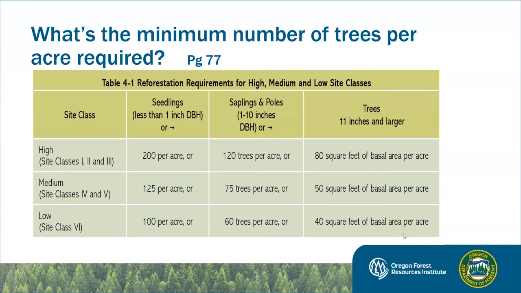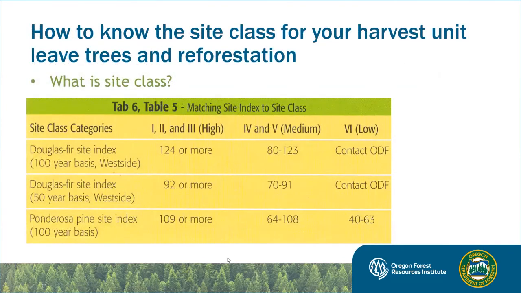And so if you have a bunch of seedlings and saplings and poles and a few larger trees left over, you can figure out what the minimum requirement is by taking some measurements. To know the site class, it is based off of site index, which is a measure of soil productivity. Generally, like I said, Western Oregon is going to be high, but site index is based on the average height of dominant and codominant trees compared to their age.